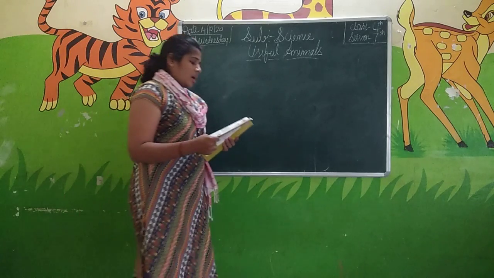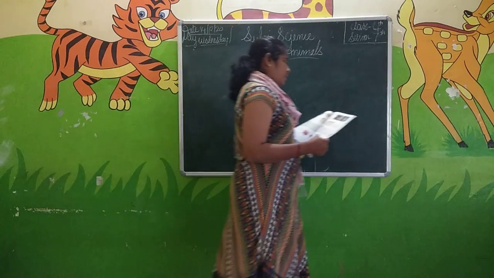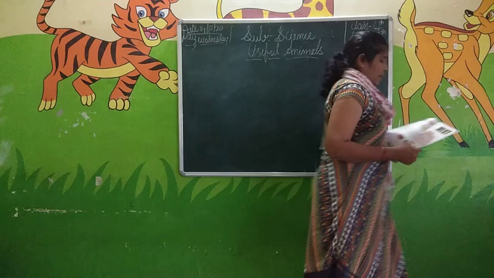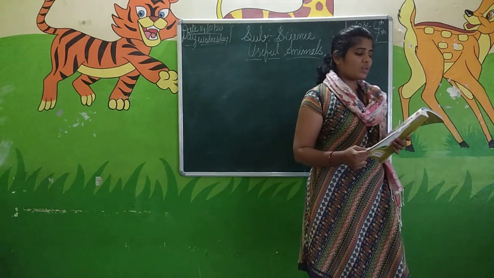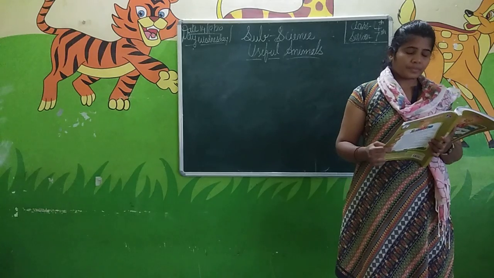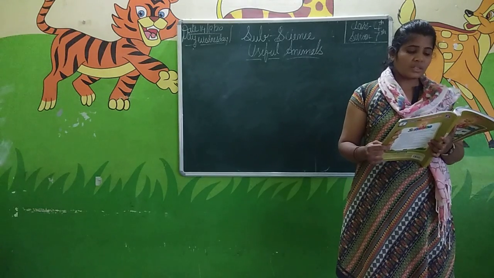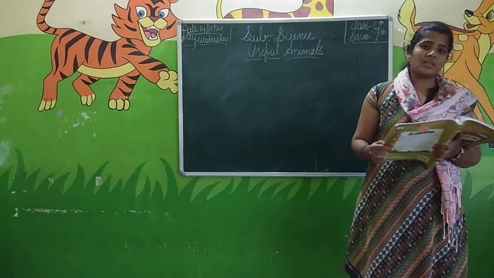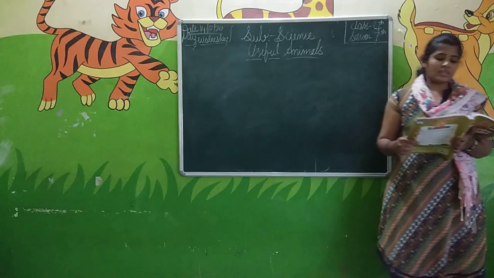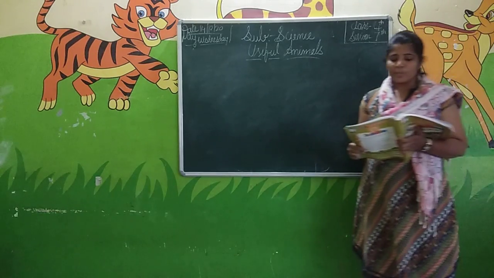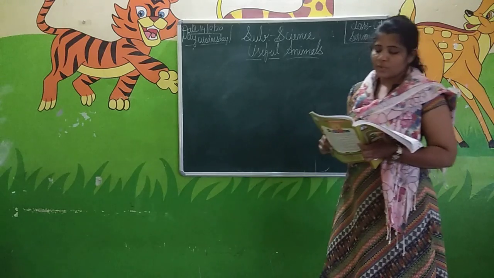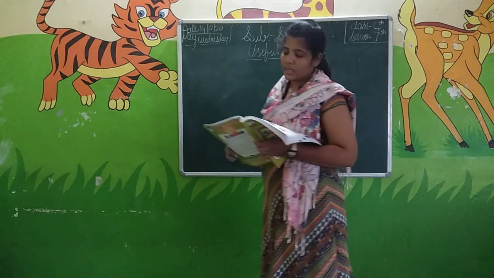Oxen and bullocks are used for ploughing and in other agricultural activities. You have seen oxen. They use the oxen and bullocks for carts and also for ploughing in the agricultural field and other agricultural activities.